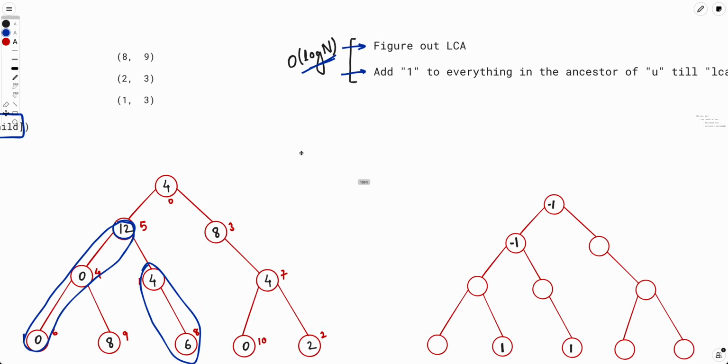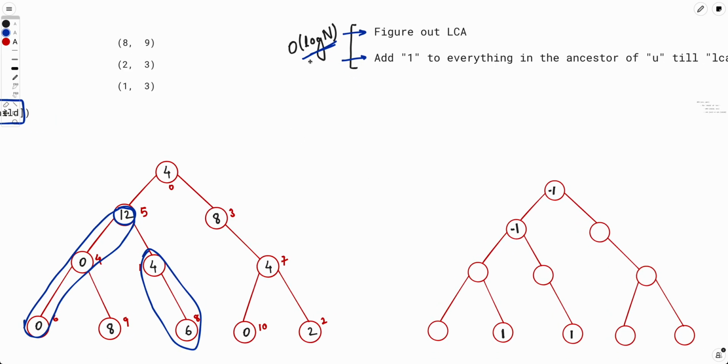Now for the first one, figuring out the LCA in log n time, this is a standard problem, and we can solve this with binary lifting easily.